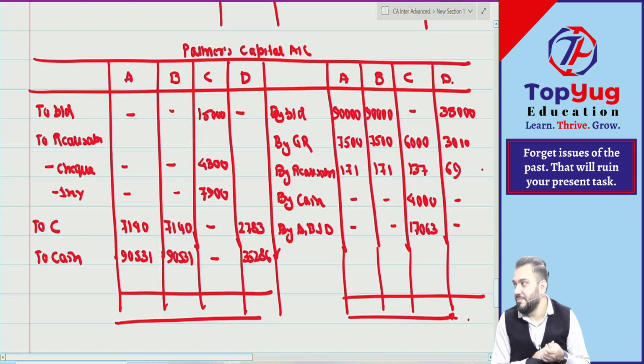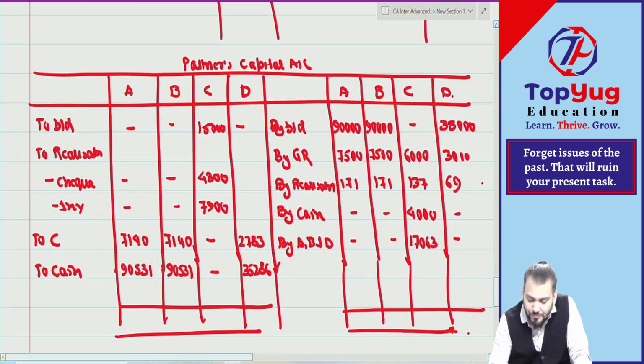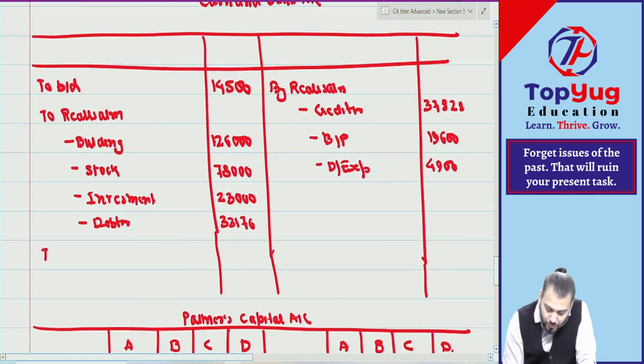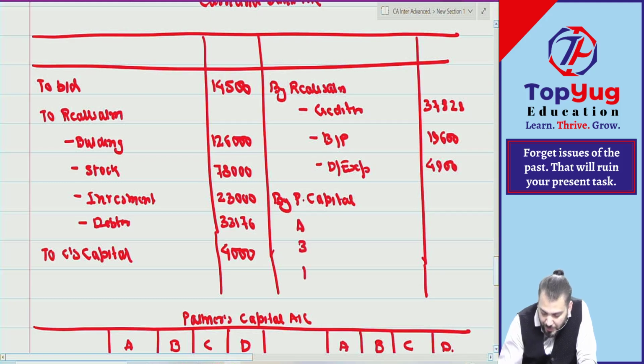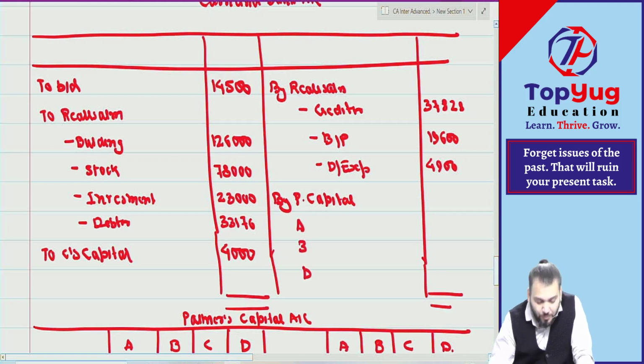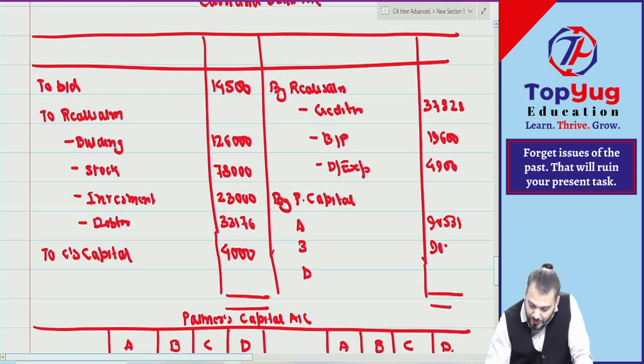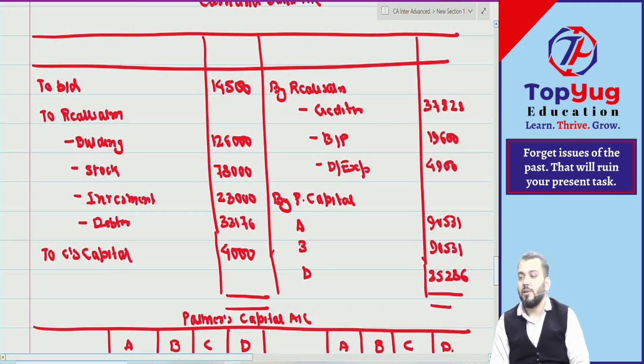Correct now? Have you done the cash account? Tallied. So to C's capital account how much? 4,000 and by partners' capital account A, B and D. A how much? 90,531, 35,286. Done. Closed. Mubarak ho.